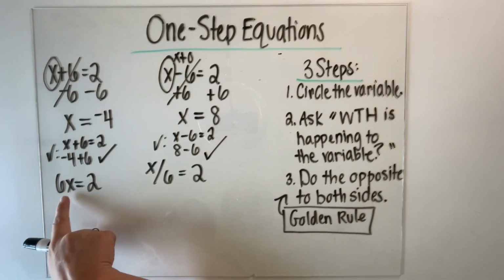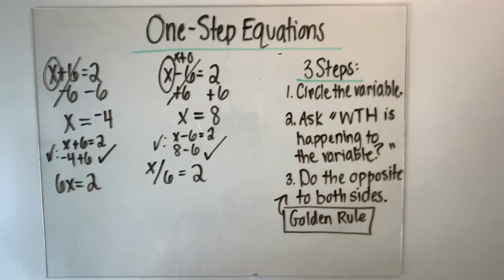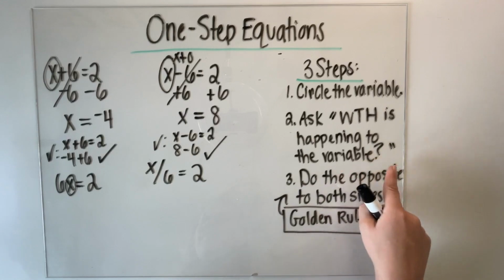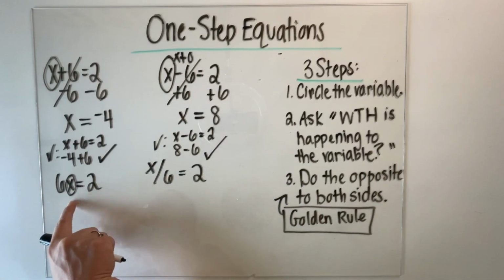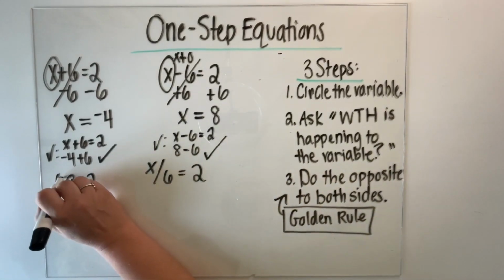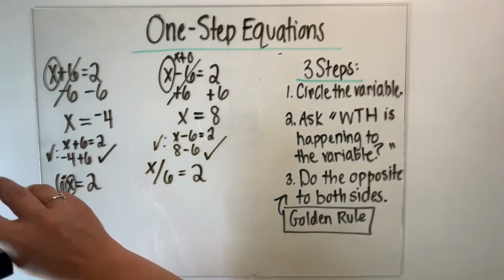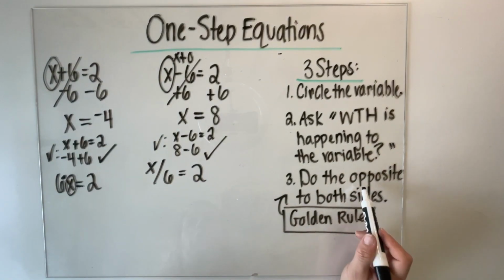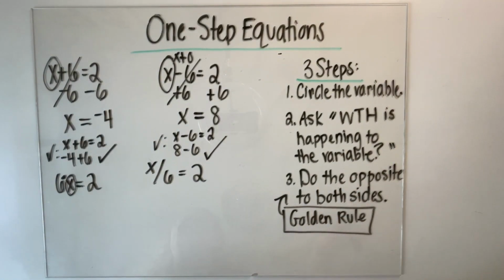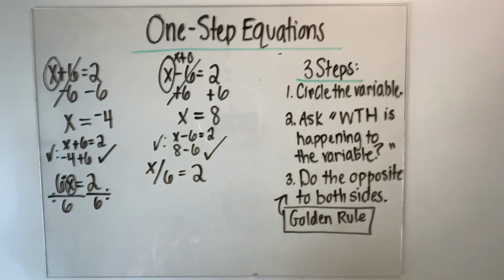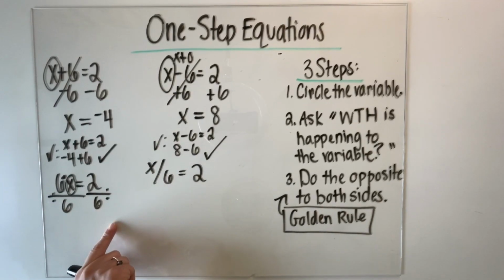Next example, 6x equals 2. Step number 1, circle the variable. Hi, x. Number 2, ask, what the heck is happening to the variable? X, what the heck is happening to you? Oh, there's an invisible multiplication dot, which means you're being multiplied by 6. What's the opposite of multiplying by 6? Hopefully you said dividing by 6. Now, I know that a fraction line means divide, so I like to put division symbols on both sides.